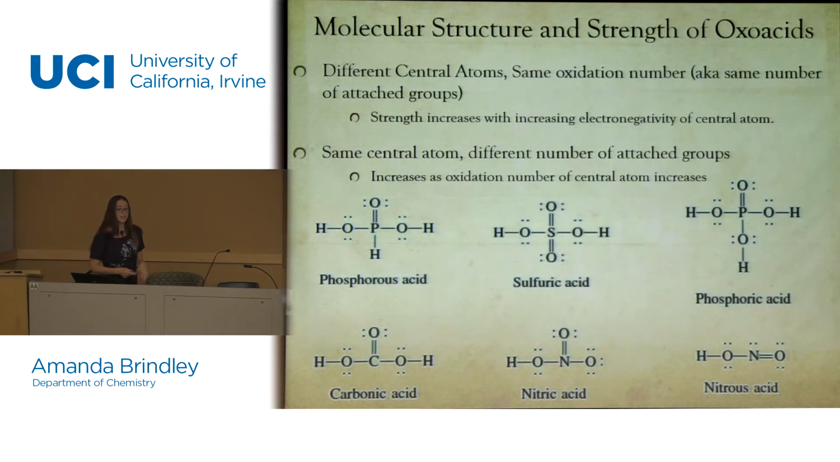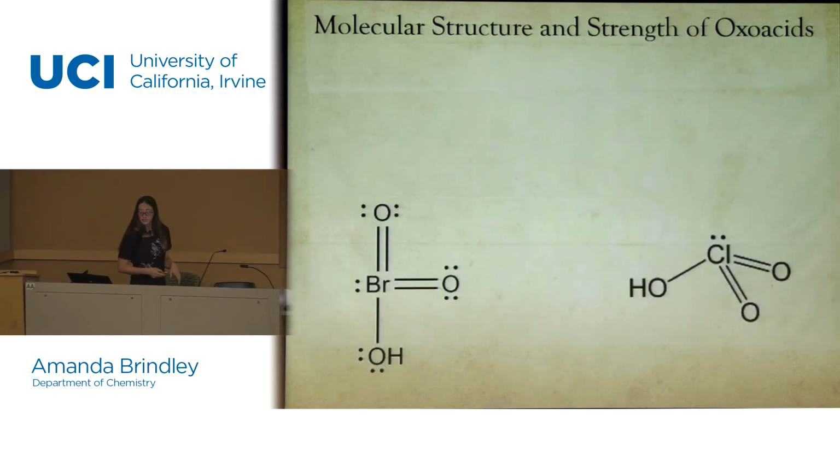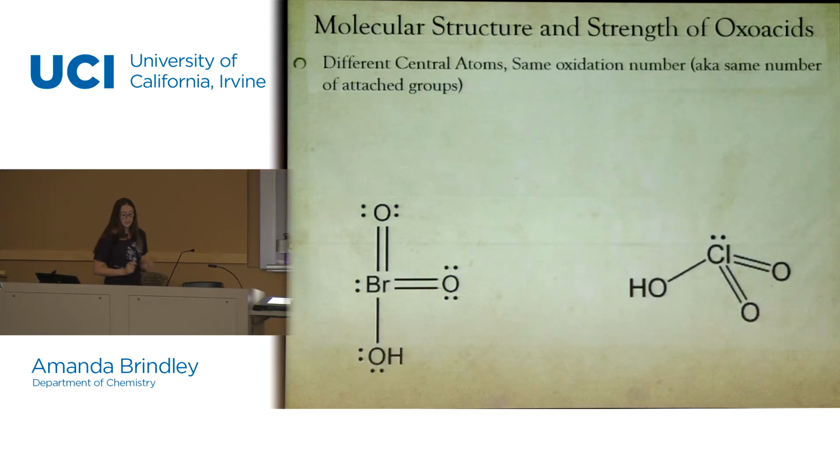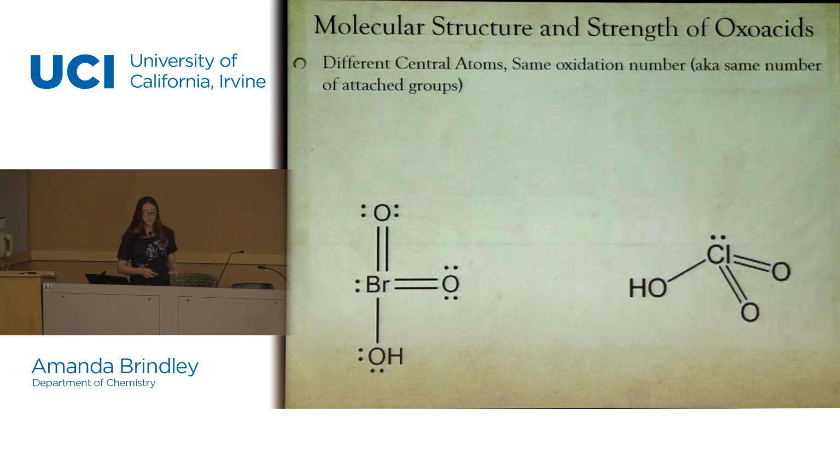Okay, so 2 examples, one for each. First one, let's look at these 2. Everything about them is pretty close to identical, right? The only difference here is your central one. One has a chlorine, one has a bromine. Which is more electronegative, the bromine or the chlorine?